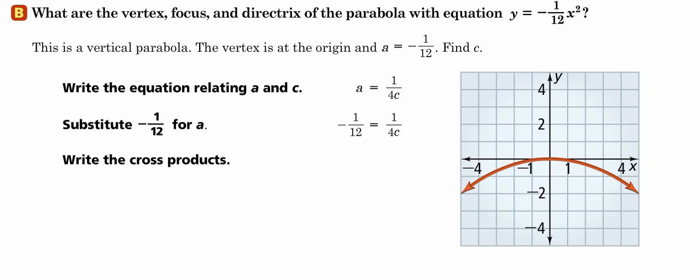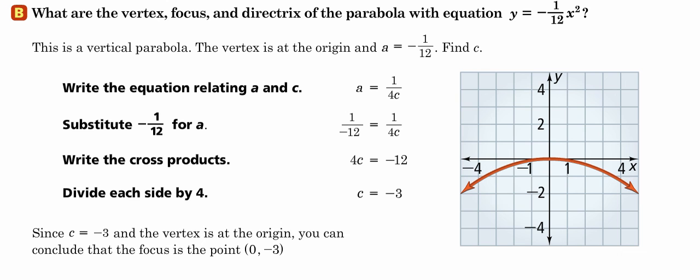Write the cross products. Divide each side by 4 to solve for c. Since c equals -3 and the vertex is at the origin, you can conclude that the focus is the point 0, -3. And the directrix is the line with equation y equals 3.